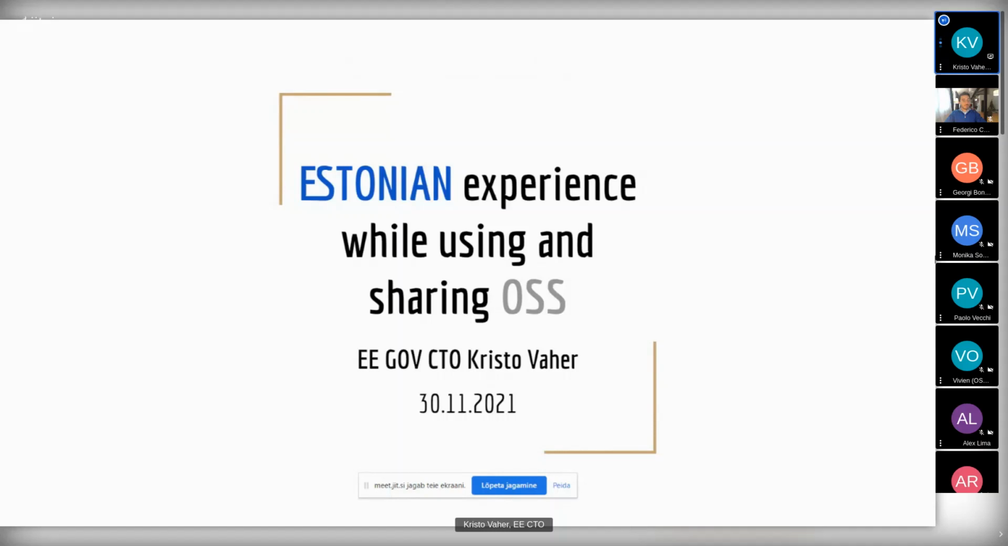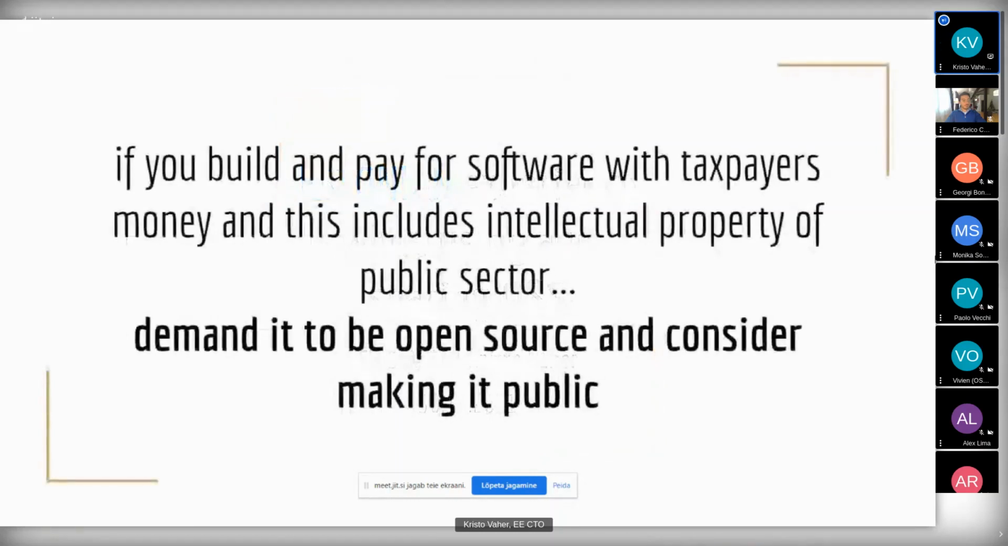I'm going to be talking about the Estonian experience while using and sharing open source software. As I was introduced as government chief technology officer, yes, this is the role. But I would like to start with one of the core principles that I strongly believe in. And this is that if you build and pay for software with taxpayers' money, and this software includes intellectual property of the public sector, then demand it to be open source and also consider making it public.